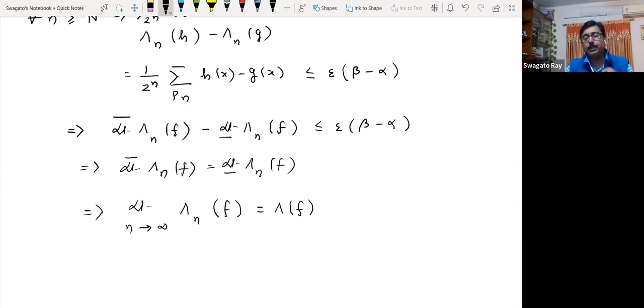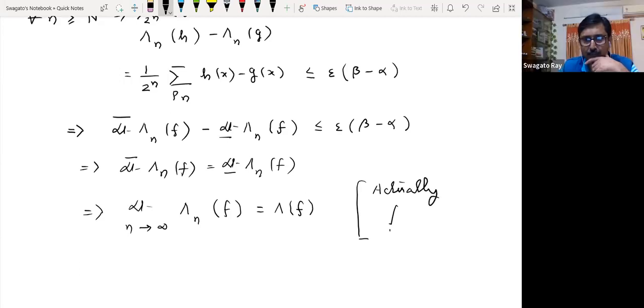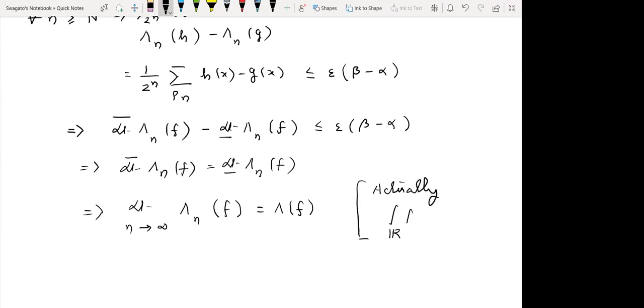But if you have carefully followed what we have done and what I mentioned about Riemann sum, you actually already know what this limit is. Can anybody guess what this limit actually is? Limit n tending to infinity of lambda n f. Anybody? Can you guess what that limit actually is? Riemann integral? Exactly. It's actually the Riemann integration of the function over the whole of the real line.